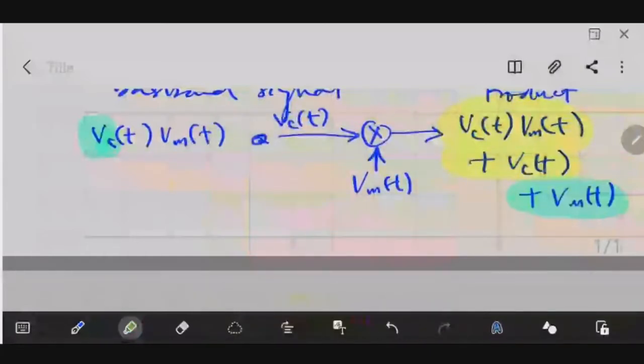It will consist of the product, as well as the input signal that is there, which is the carrier signal, which will also be present. So that's why the standard equation for an amplitude modulated wave will not only be the product, it will also consist of the carrier. Got it? So now let us look at the equation. Okay.